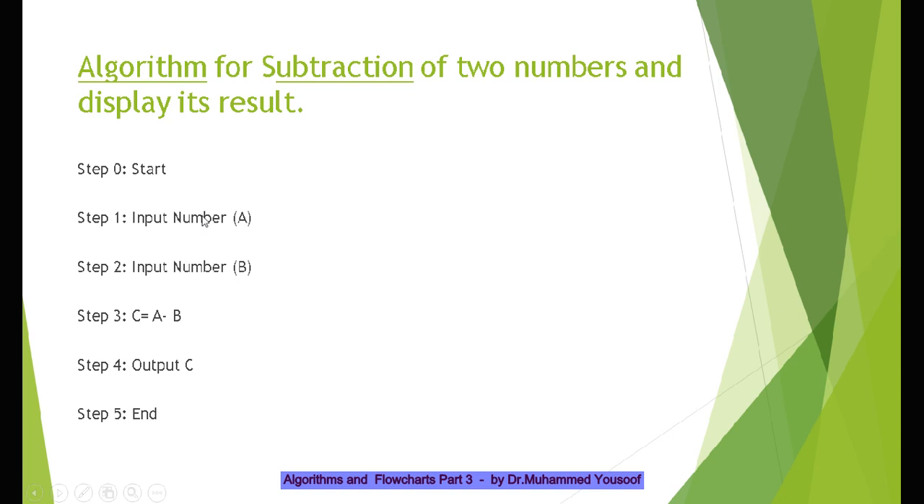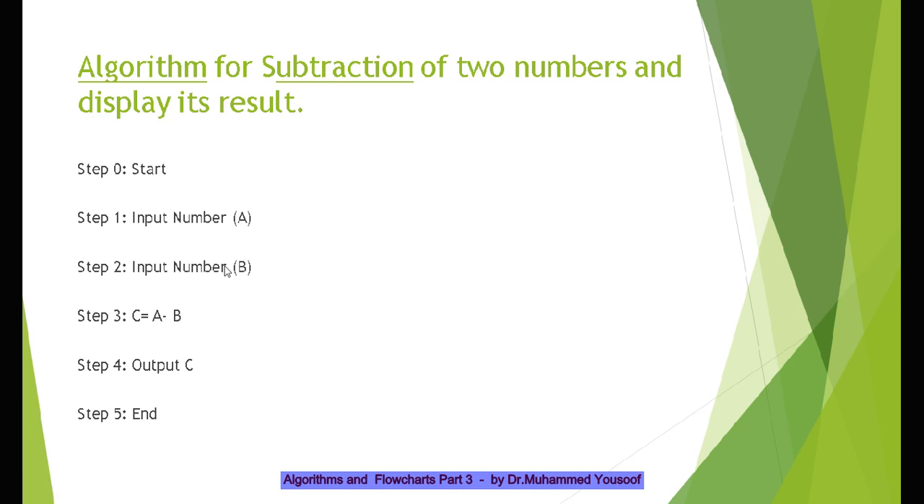In this program, we have two inputs: number A, number B. That means I have to give the first number, because if I want to subtract numbers, I should have at least two numbers. So now the first number is given here as number A, and the second number is given as number B.